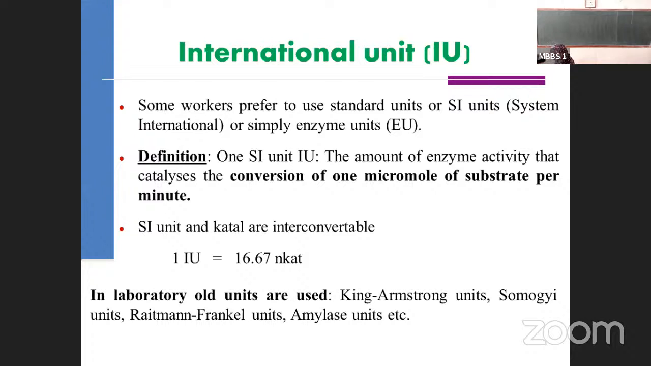So SI unit and Katal are interconvertible. How are they related? One international unit is equivalent to 16.67 nano-Katal. In the laboratory, older units are used, like KA units, that is the King Armstrong unit, Somogyi unit, Reitman Frankel unit, and amylase unit. So these are the units.